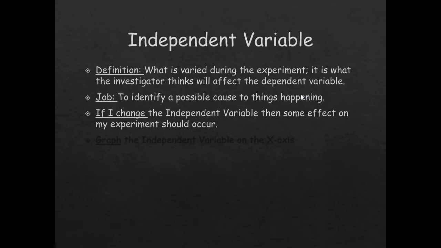So if I change this independent variable by making more fans appear in the room, I go out to Walmart, buy a couple of box fans, throw them in the window, then that should have an effect on the temperature. It should cool it down for us. So the independent variable has some effect on the experiment.